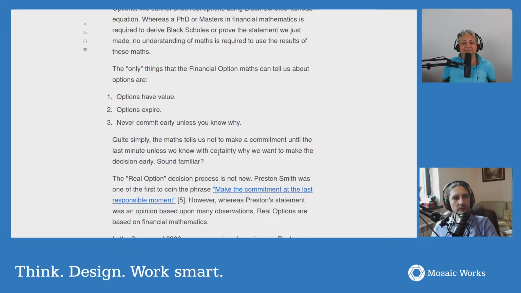So if you bought a ticket for the conference, it will expire if you don't show up there, if you don't join the conference. So at one moment the option will expire. And third is never commit early unless you know why.